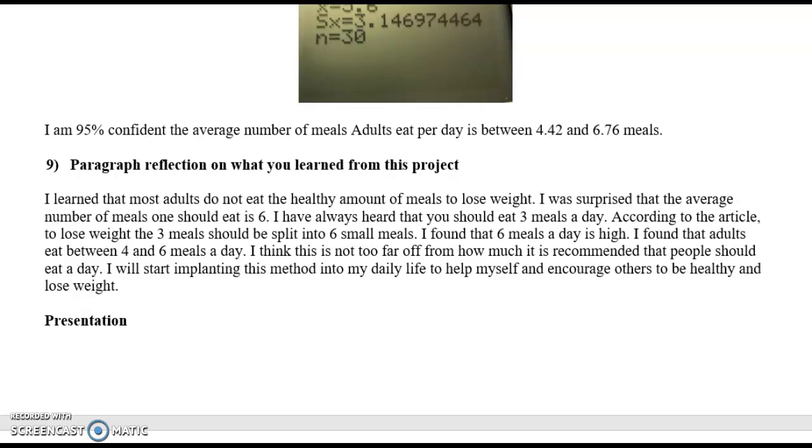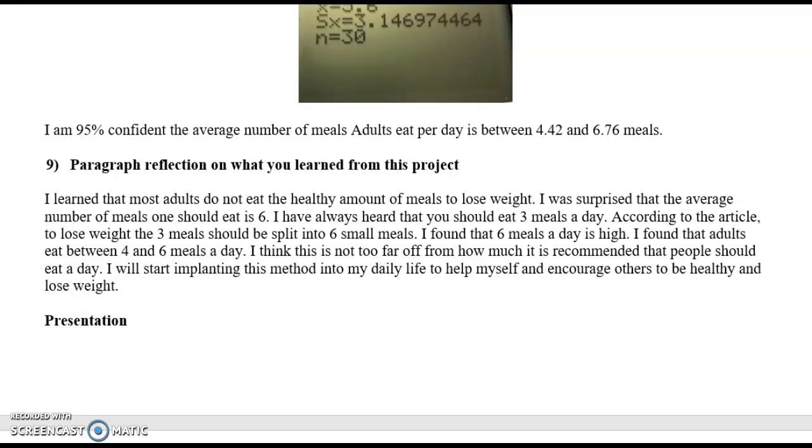I found that 6 meals a day is high. I would think instead of turning it to six, you should just leave it at the three. But I found that adults eat between 4 to 6 meals a day. That's normal. I think this is not too far off from how much is recommended that people should eat a day.